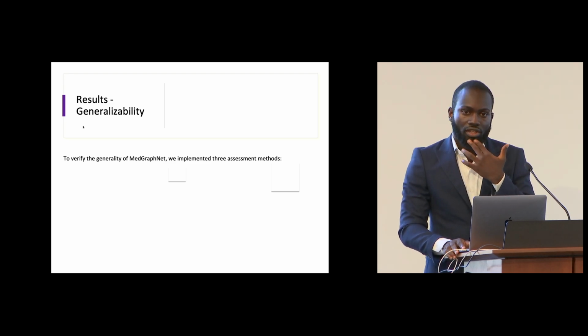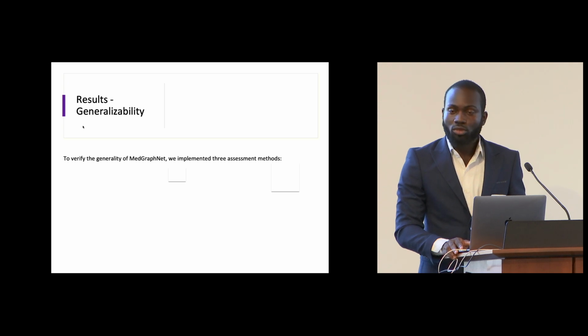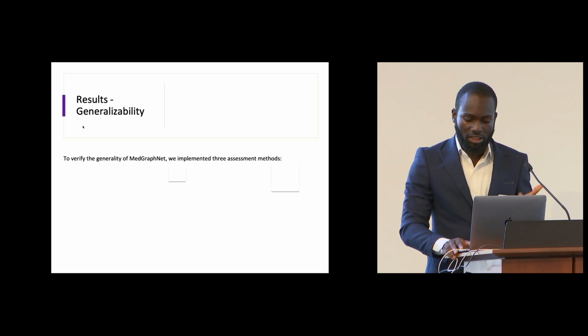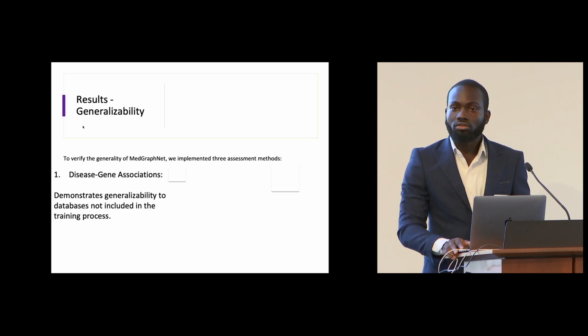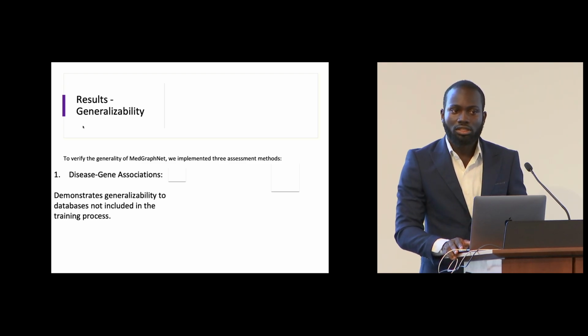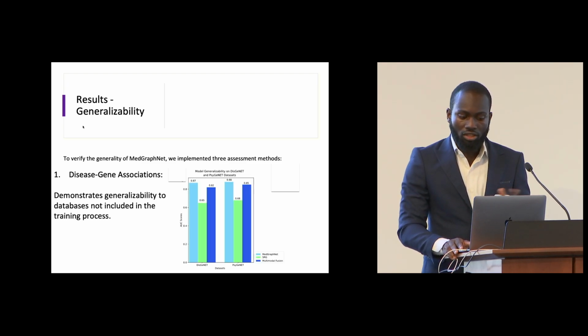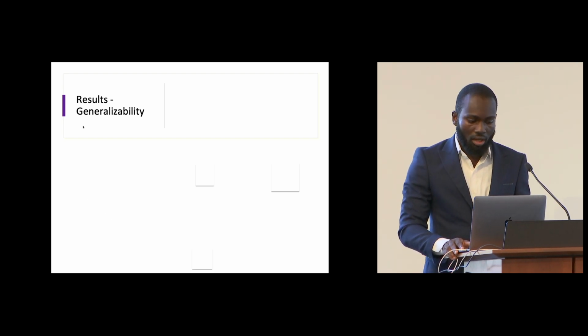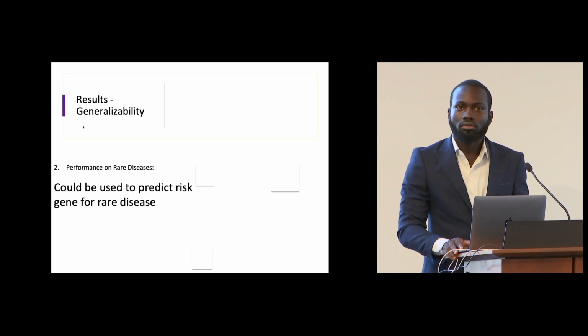We also tried to verify the generality of this model by implementing several assessment methods, which involved training on a set of disease gene associations and then predicting disease genes not included in the dataset, that is, ones from another database. We also tried to see if we could predict risk genes for rare diseases.